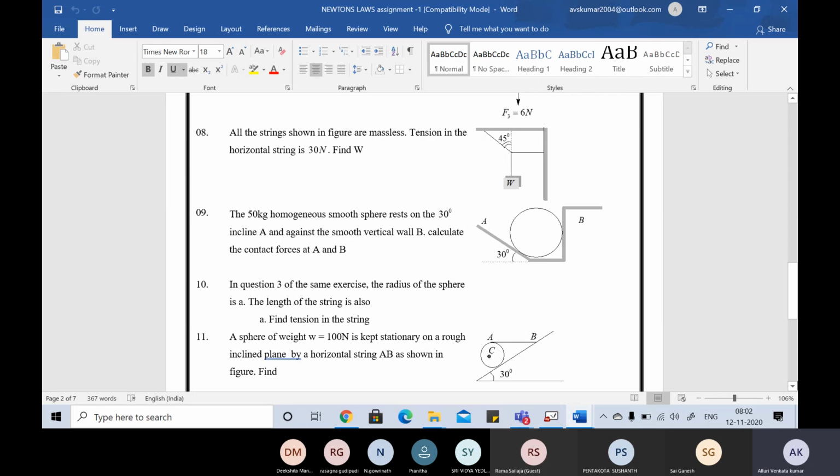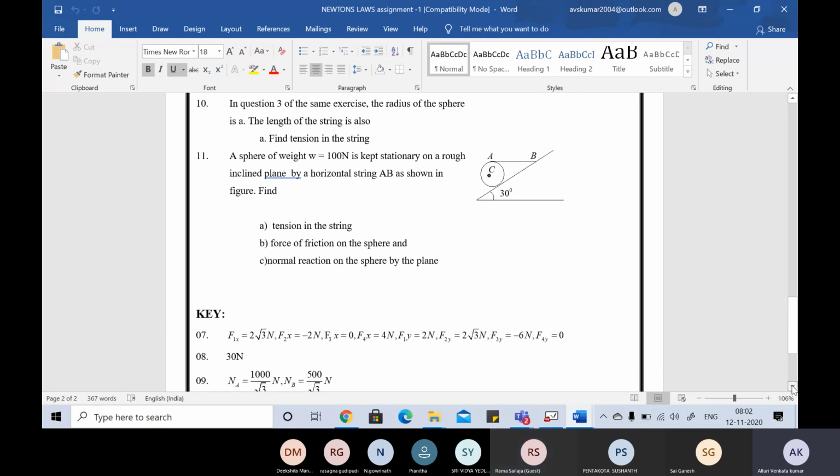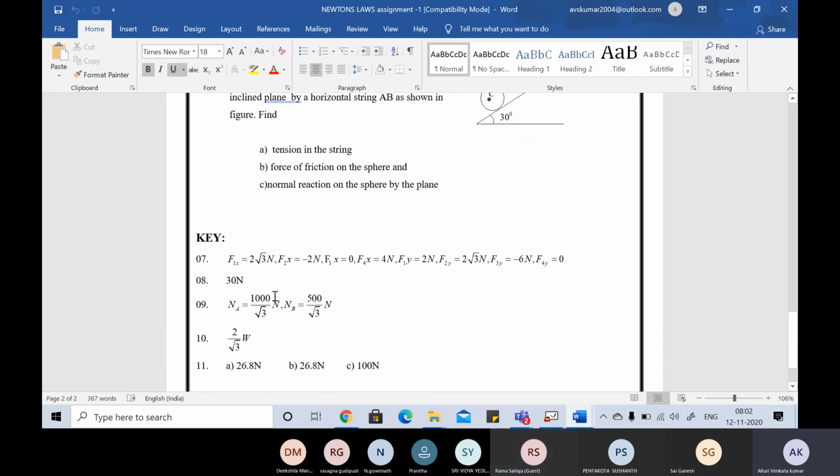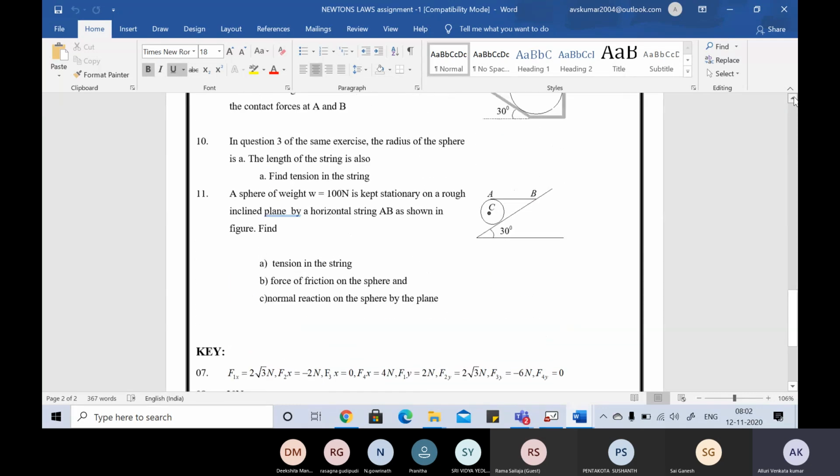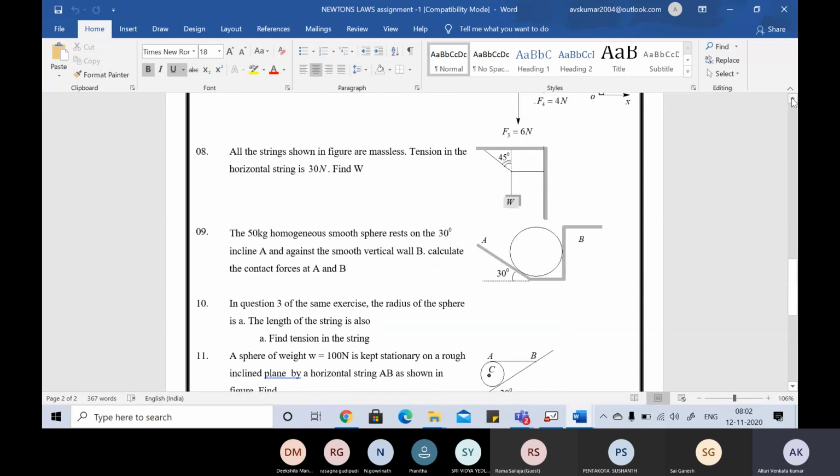The 50 kg homogeneous smooth sphere rests on a 30 degrees incline A against the smooth vertical wall B. Calculate the contact forces at A and B. You got both as negative? Yes, sir. This 9th one, they gave as 1000 by root 3, 500 by root 3. Mass is given as 50 kg, correct? Okay, let me do it.